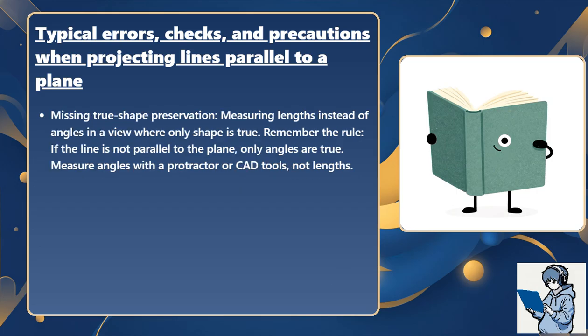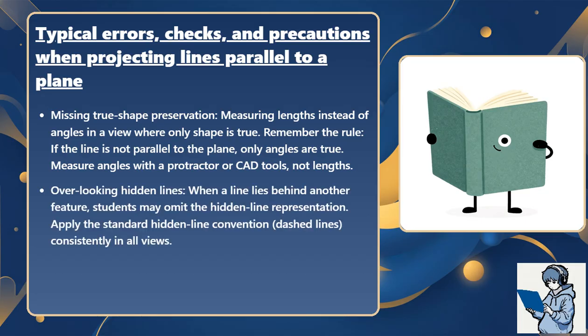Missing true shape preservation: measuring lengths instead of angles in a view where only shape is true. Remember the rule: if the line is not parallel to the plane, only angles are true. Measure angles with a protractor or CAD tools, not lengths. Overlooking hidden lines: when a line lies behind another feature, students may omit the hidden line representation. Apply the standard hidden line convention, dashed lines, consistently in all views.